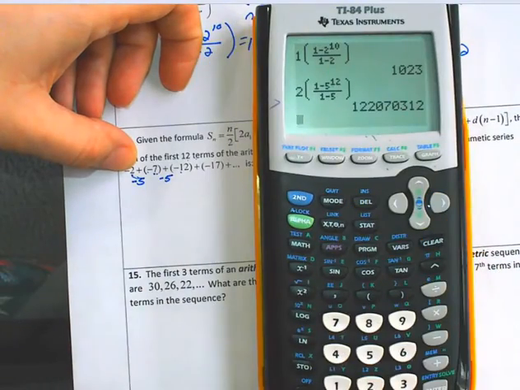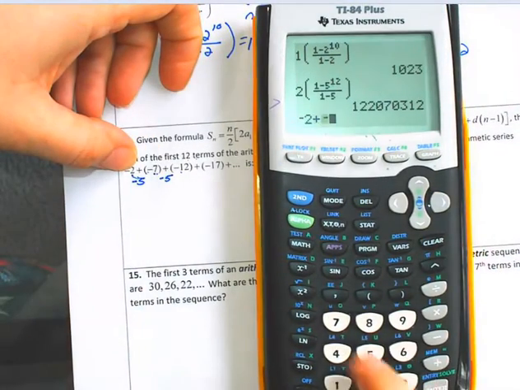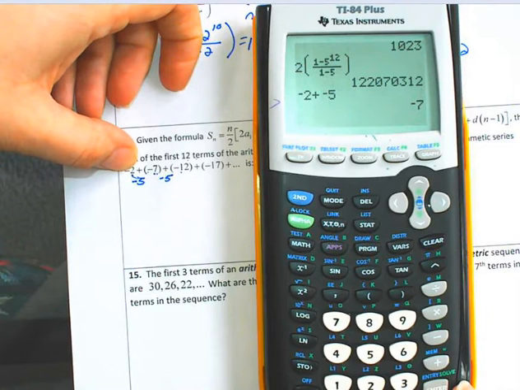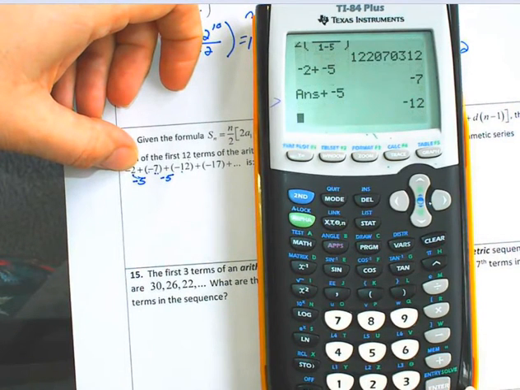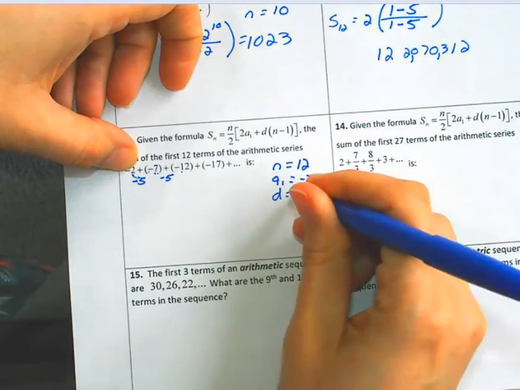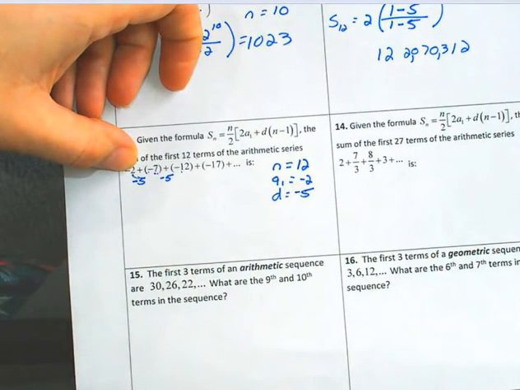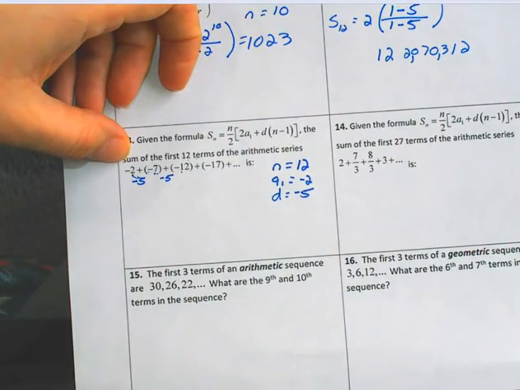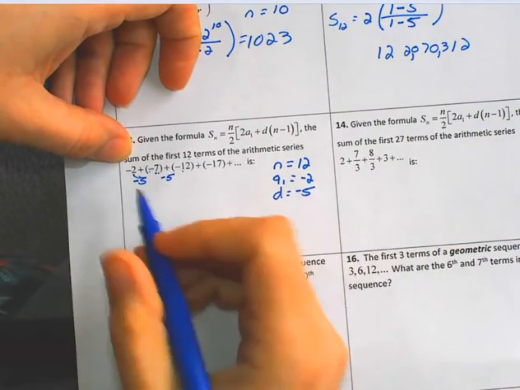And double check to make sure it's right. Negative 2 plus negative 5 is negative 7. Plus negative 5 is negative 12. So I know that d is negative 5. And it can be a negative number. You can be adding a negative number each time. Okay, so let's plug into the formula.